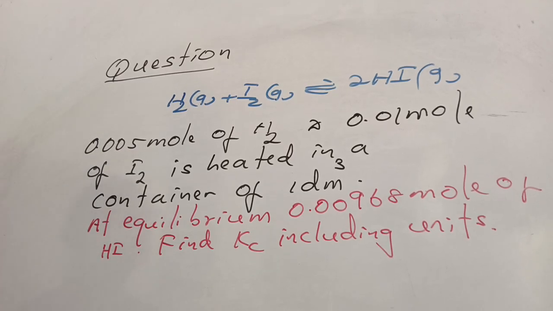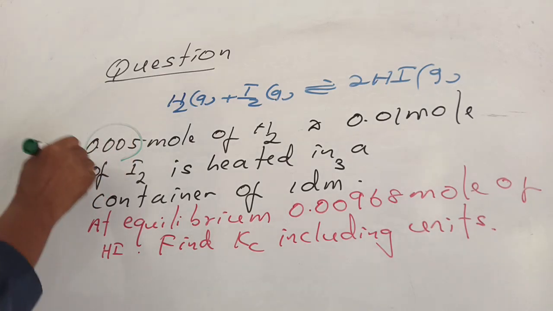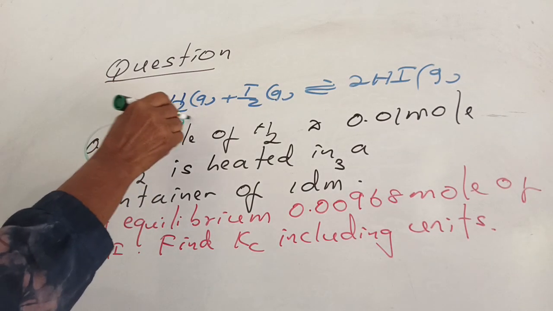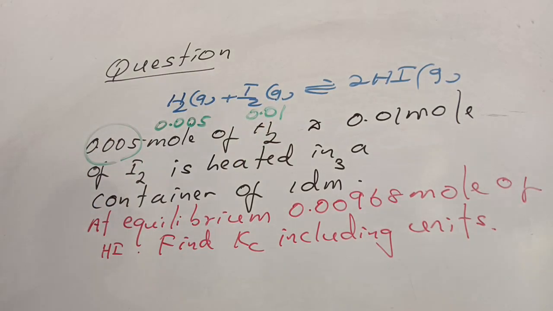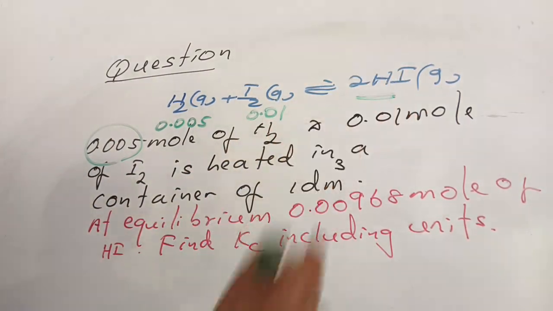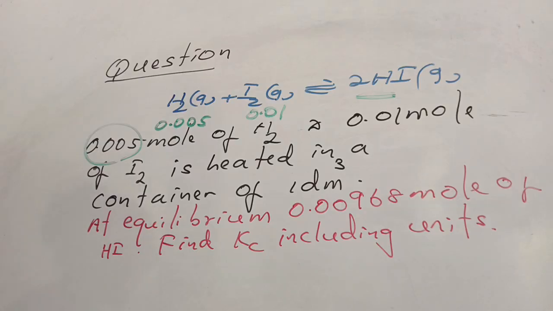This is a question based on Kc, which I got from one of the past paper questions. It says 0.005 moles of hydrogen, the initial moles, is mixed with 0.01 mole of iodine at the beginning, with no hydrogen iodide in the medium. The question is to find the value of Kc including its units. We'll see how we can solve this question.